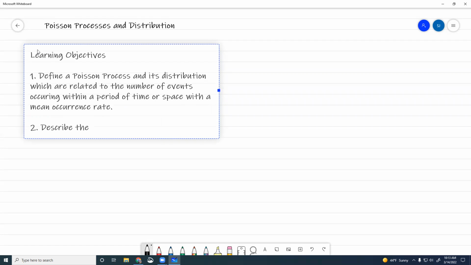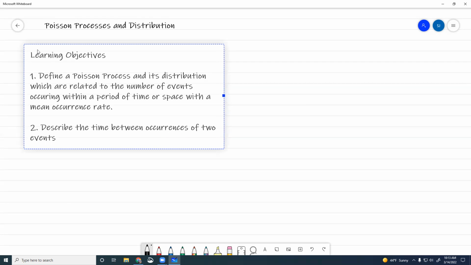We're going to describe the time between occurrences of two events that follow a Poisson process as an exponential distribution, which we'll probably get to next lecture.